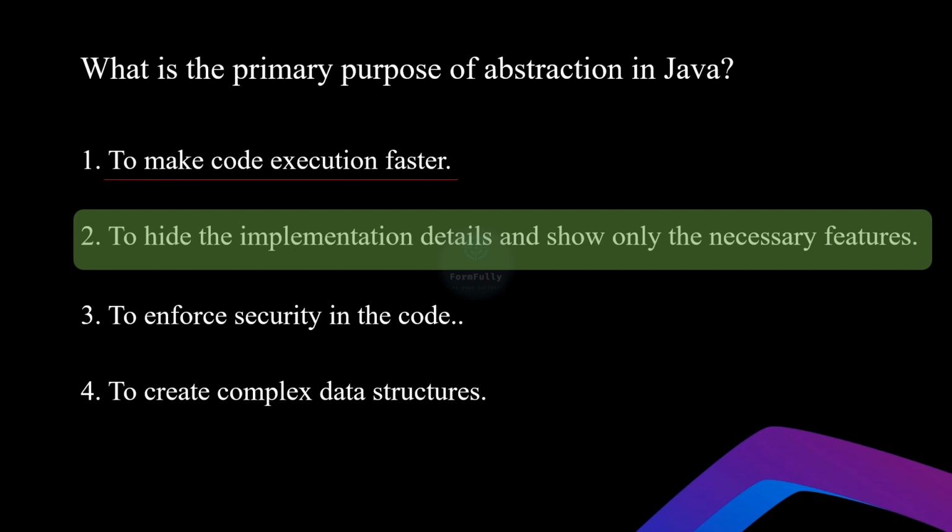Option 1 is incorrect because abstraction is not primarily intended to make code execution faster. While it can lead to more efficient code design and organization, its primary purpose is not related to code performance. Option 3 is incorrect because abstraction is not designed to enforce security in the code. Security measures typically involve access control, authentication, and authorization mechanisms. Option 4 is incorrect because abstraction is not about creating complex data structures. It's about simplifying the representation of complex systems or objects. So, option 2 is correct.